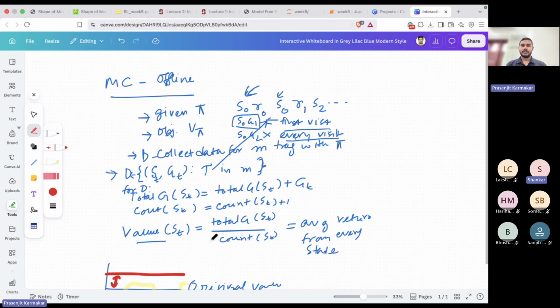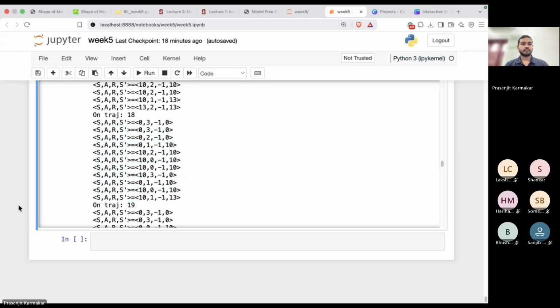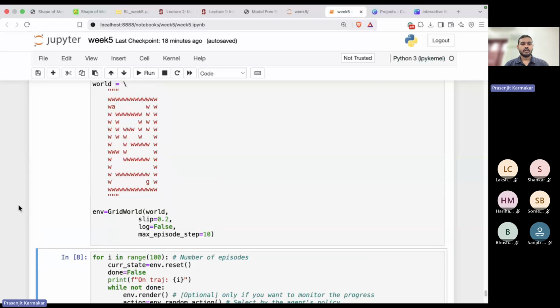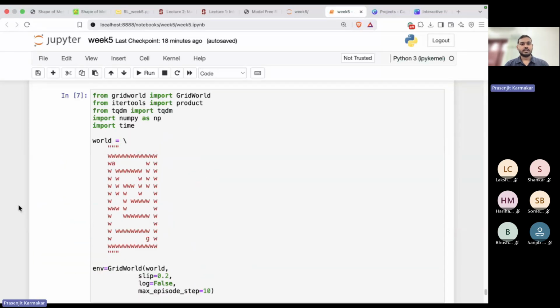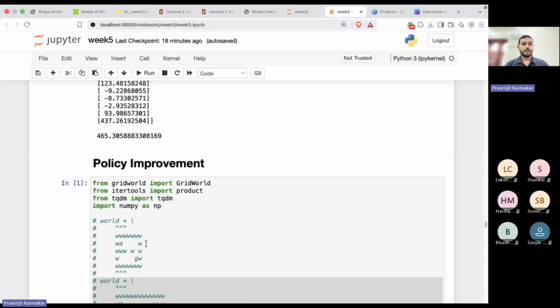Okay, so let's implement it. It will be very quick. So we'll go here. Let's not have this big of an environment. Let's have a small environment for now.